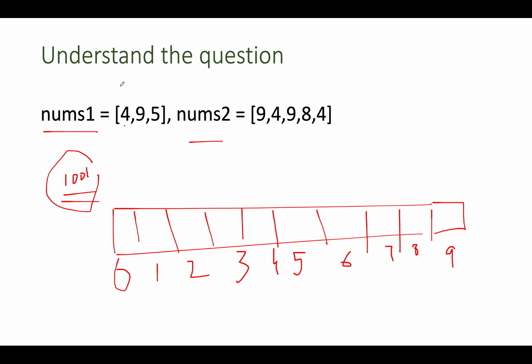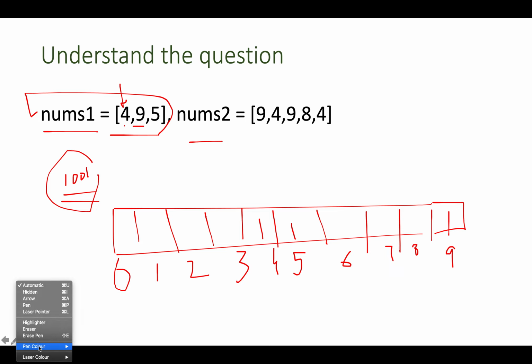So let's try and iterate. We see 4, so we update the frequency of 4. We see 9, we update the frequency of 9. We see 5, we update the frequency of 5. And we are done with the traversal of the first input array. Let me just change the color of pen for the second traversal on the other input array. We'll create a duplicate new array and we'll initialize all the elements to 0. So remember, all the other elements are by default 0.